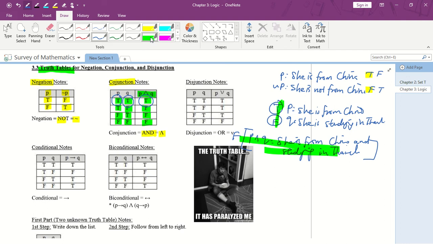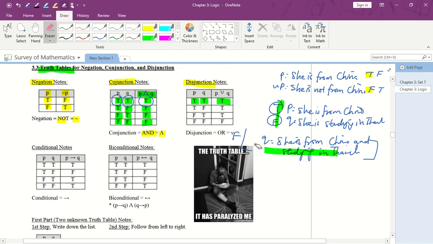Okay, so let's look at the disjunction here. Disjunction says that if both of these statements are true, the compound statement, since now it's changing to "or," P or Q, will of course become true.